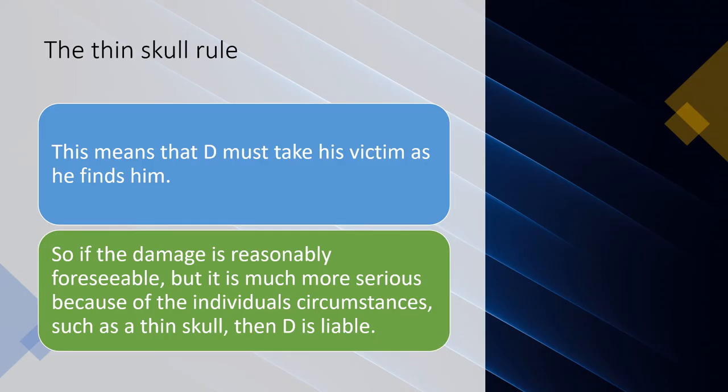Now, the rule is you take a victim as you find them, or the defendant takes a victim as he finds him. So if there's any sort of vulnerability, such as a literal thin skull or a pre-existing cancerous condition, then the defendant is liable for the full extent. So this means you must take them as you find them. If some damage is reasonably foreseeable, but it's much more serious because of the individual's circumstances, such as a thin skull, then the defendant is liable for the full extent of the injuries.